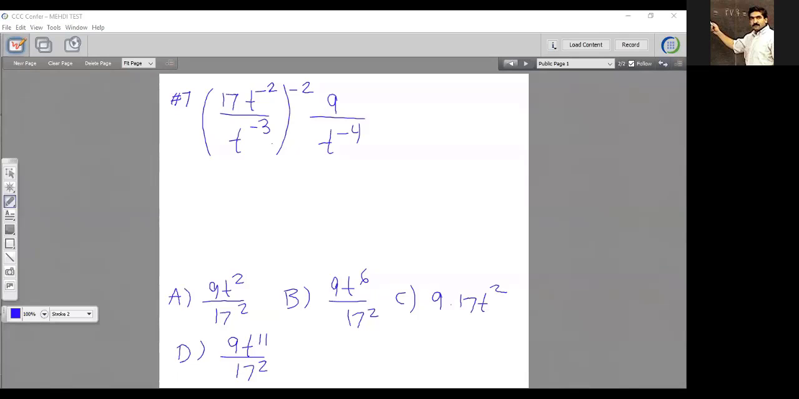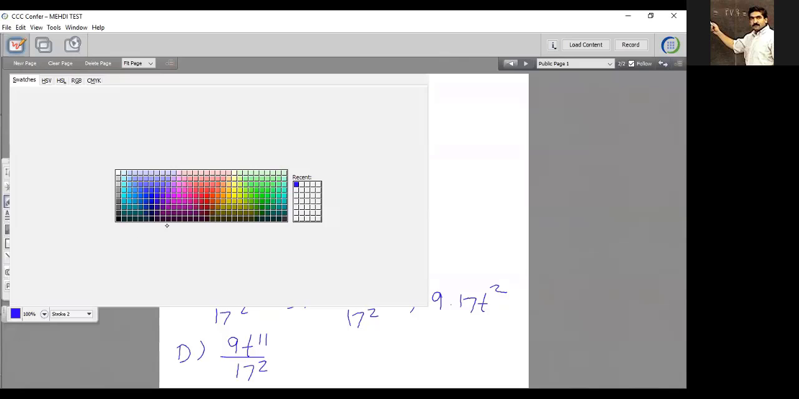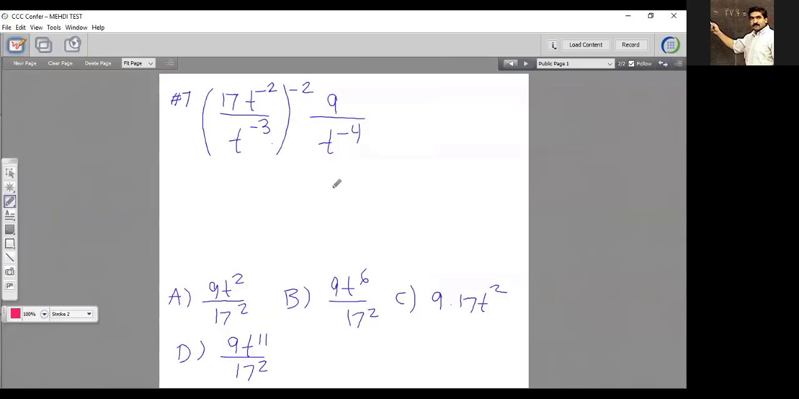Here we need to simplify that, and there are some properties that we need to recall. One property that we learned: if I have a to the power of n to the power of m, that would be the same as a to the power of n times m. Another property that we could use here is if I have a to the power of n times a to the power of m, that would be a to the power of n plus m.